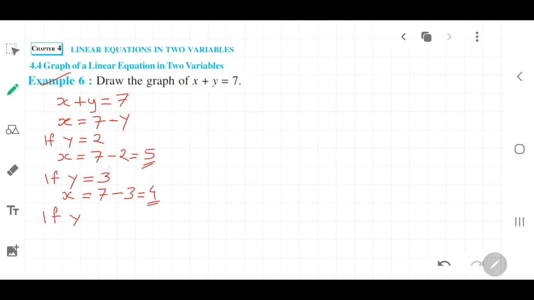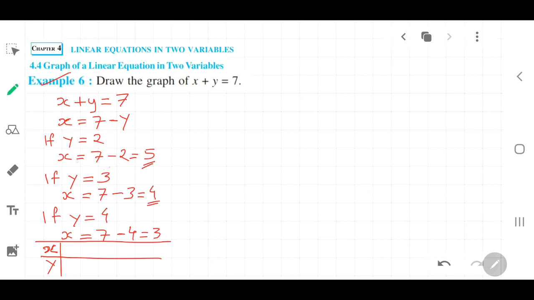If y you are taking as 4, then what will be x? Again you use the equation x equals 7 minus y. So 7 minus, in the place of y you write here 4. So 7 minus 4, how much? That is 3. So you got 3 solutions of x and y. How many solutions? 3 solutions of x and y.